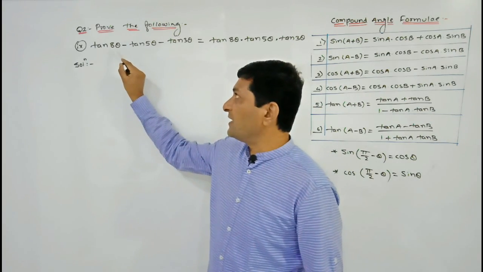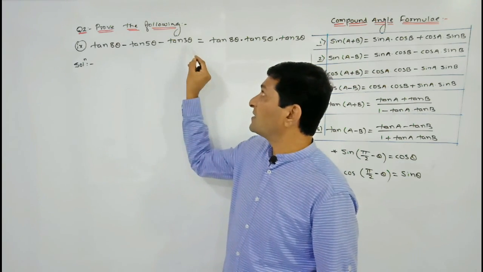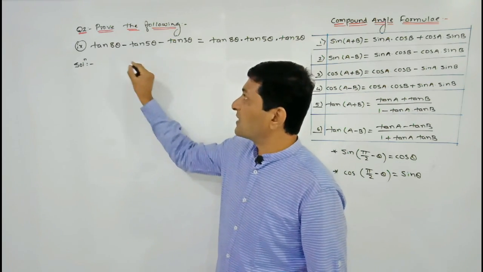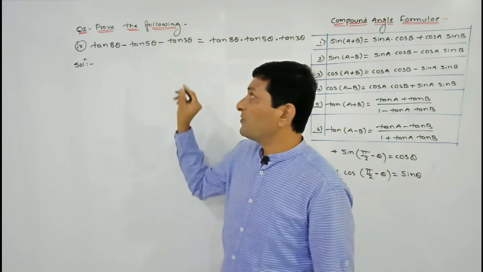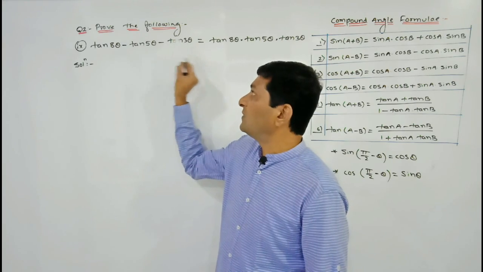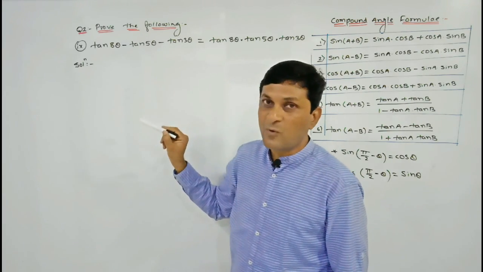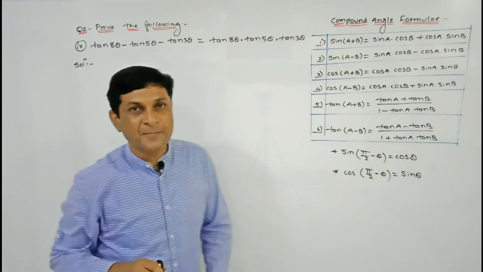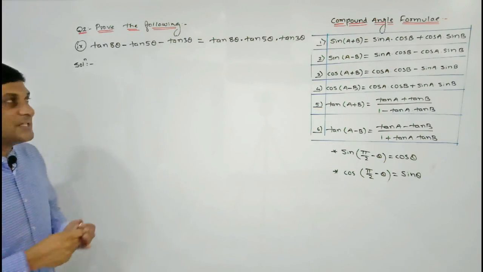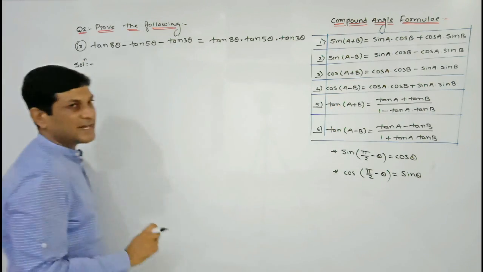So tan 8 theta means one angle is what? 8 theta, another is 5 theta, another is what? 3 theta. So if you observe, the greatest is 8 theta, and if you observe the smaller two angles 5 theta and 3 theta, check their addition will be equal to 8 theta. Yes, 5 theta plus 3 theta will be equal to what? 8 theta. So whenever we are solving such an example, make use of this formula. Which formula? Tan a plus b.